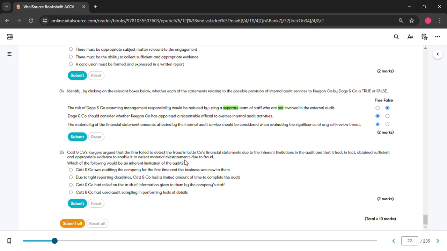Getting my point? We cannot give an excuse that it is the first time. We cannot give an excuse that there is limited time. We cannot give an excuse that we are relying on the truth of the staff. There is no such truth concept; we never discussed these points. What we have discussed is that if there are material misstatements or any fraud, you increase the sample size. The answer is D.